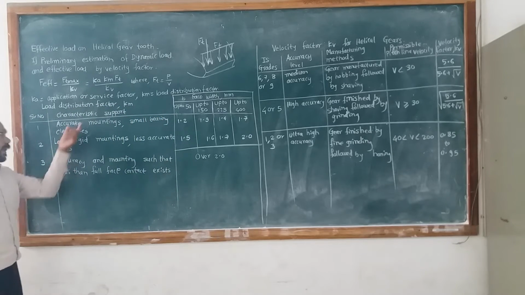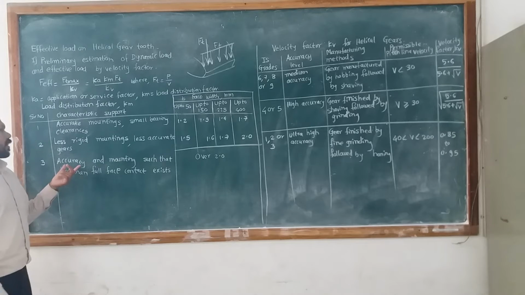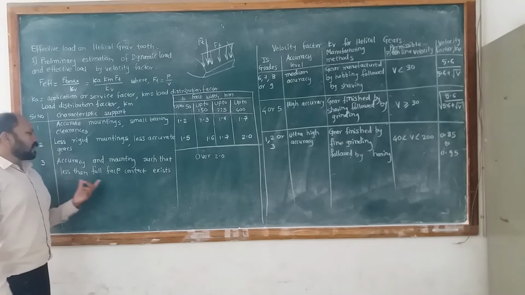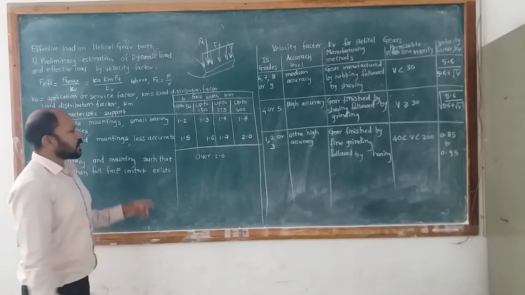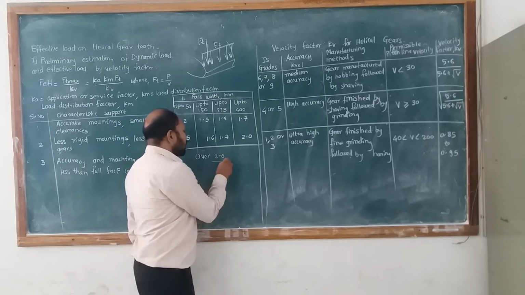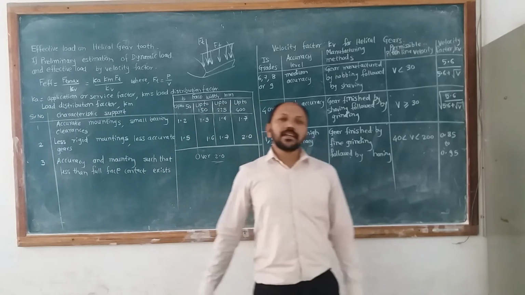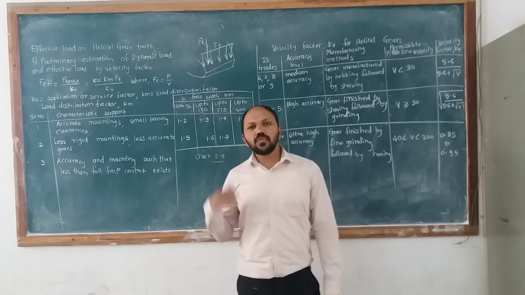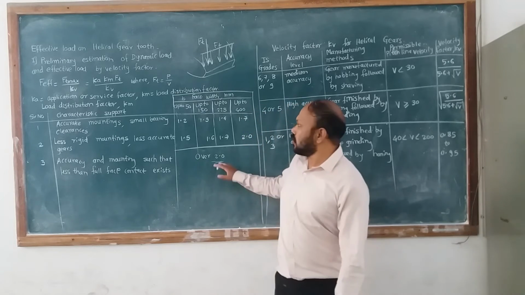And if the characteristic support is accuracy and mounting such that less than full face contact exists, then you take Km value greater than 2.0. So from this table we get the value of Km.